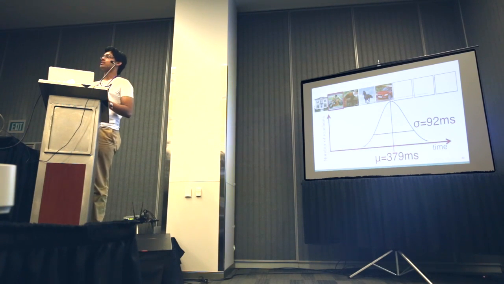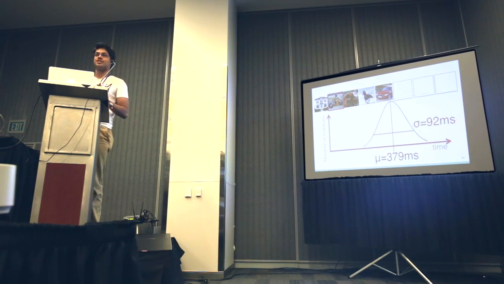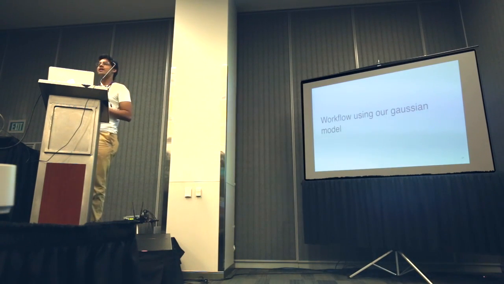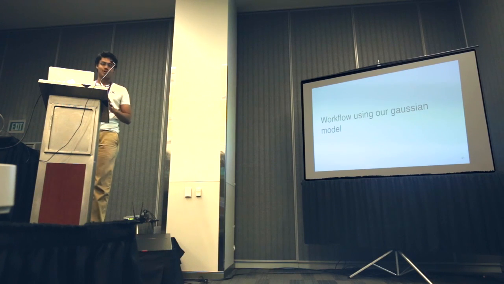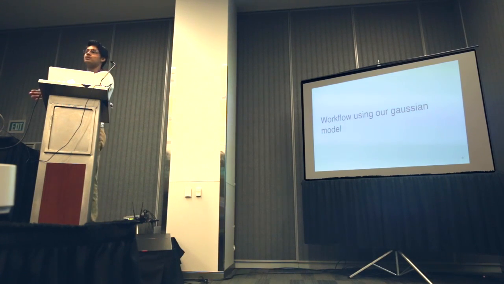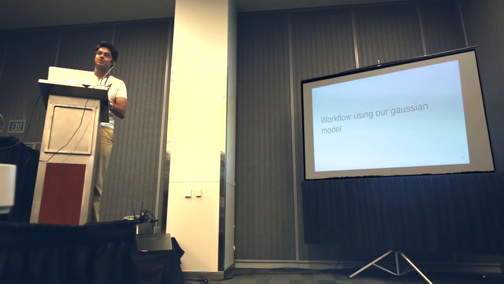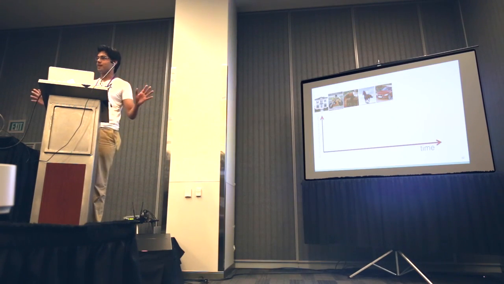We found that on average, crowd workers on Amazon's Mechanical Turk were delayed by about 379 milliseconds with a standard deviation of 92 milliseconds. So now that we have a way of modeling workers' delays, let's see how we can use this in a workflow and actually do binary classification. So again, we have the same setting.